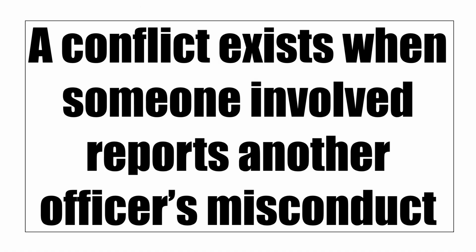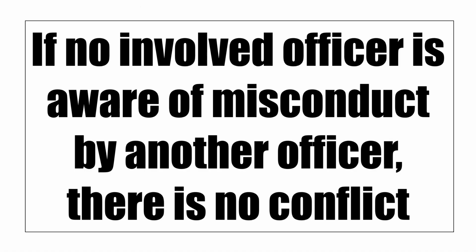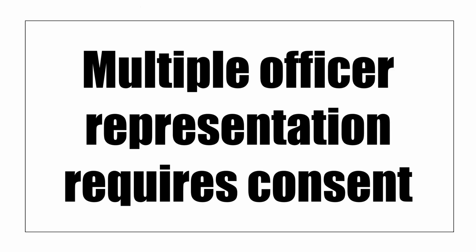So first, let's talk about the general concept of what makes a conflict of interest. Generally speaking, a conflict for the purposes of representation exists when one or more of the involved officers is aware of misconduct by another officer. In other words, if one officer tells the lawyer that his partner or supervisor broke a rule, or even broke the law, then the lawyer, in most circumstances, has a conflict. But if no officer reports wrongdoing by anyone else on scene, the officers can consent to one lawyer representation of multiple involved officers. Next, let's talk about the types of conflicts that can exist.